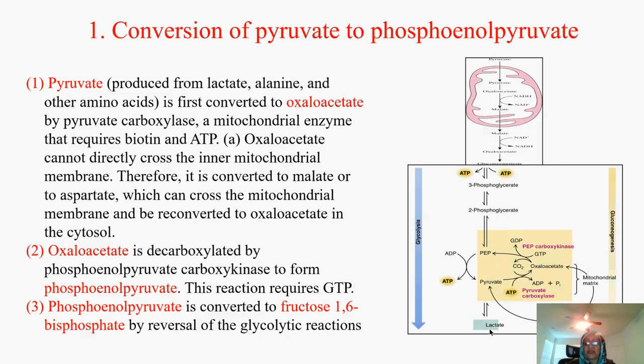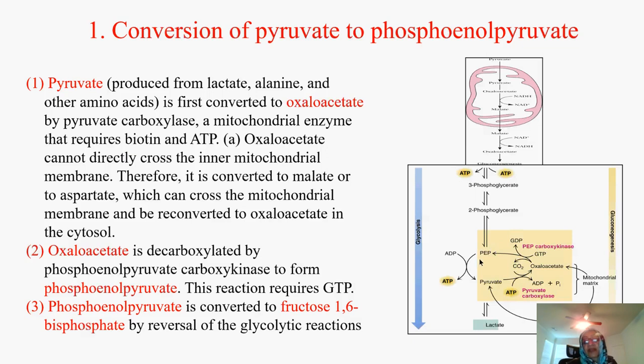glucose. But you can also see that lactate as a precursor can first be converted to pyruvate, and then we continue the same process. Some of the carbon skeletons of amino acids, like alanine, can be converted to pyruvate just by removing the amino group. So we can use alanine as an example of an amino acid to synthesize glucose.